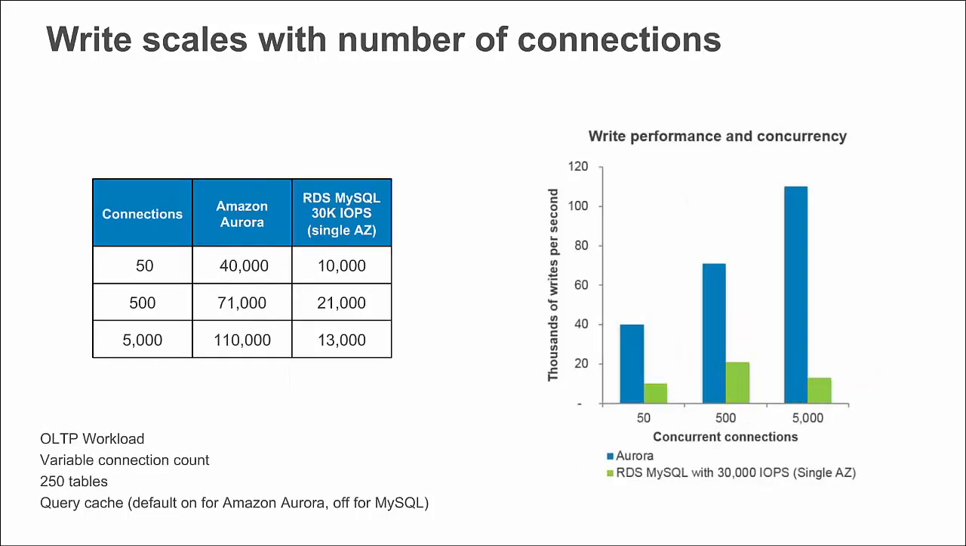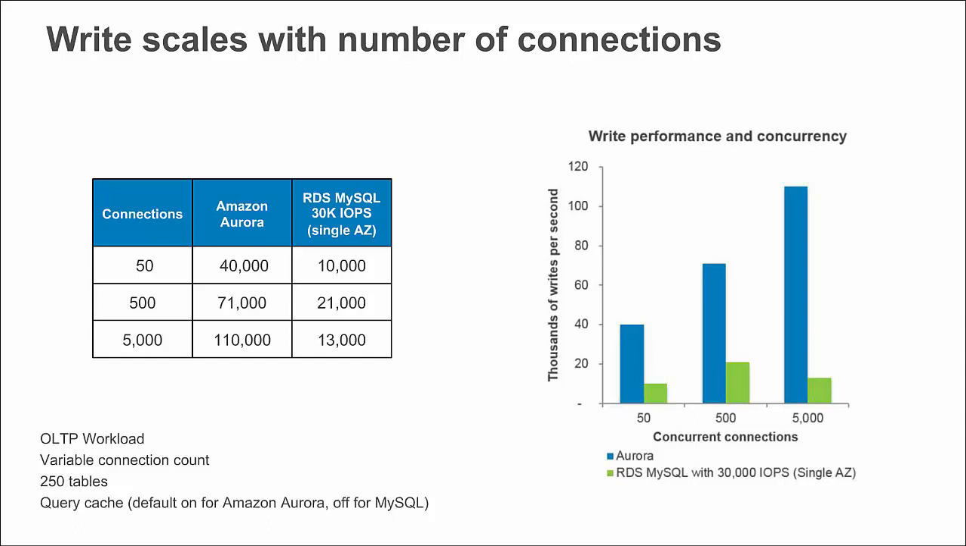Now let's look at the same thing with the number of connections. So this again is a real world scenario with most of the enterprise applications. You are not going to have a small number of connections with the database. Most of the databases are usually serving a very large number of users and many different applications. So there are usually a large number of concurrent connections. Let's see how the write scales with the number of connections between Aurora and MySQL.